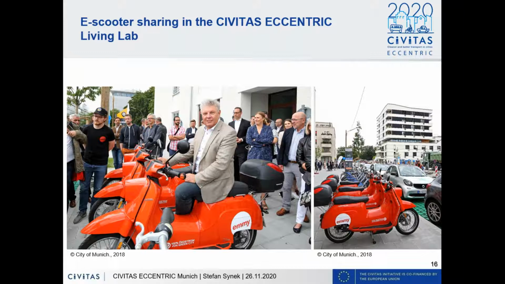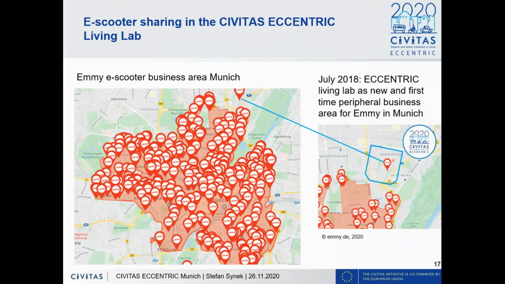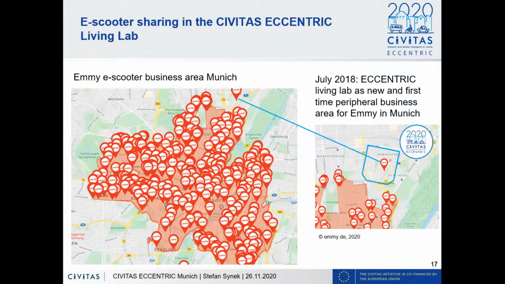And we did the same expansion of the business area for other shared providers like the S-Pedelec provider Bond Mobility. As you see here, the business area of EMI, and in the completely north, there is a gap you see, which is not red in the north, but there come two other points. These are the first two mobility stations in our living lab. So we could fix for the first time a peripheral area as business area for EMI in Munich.